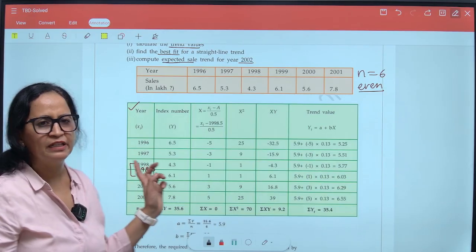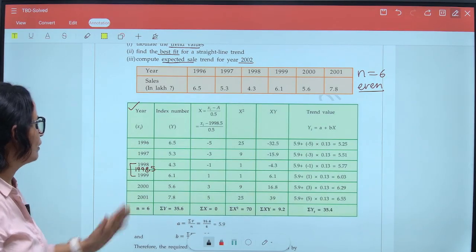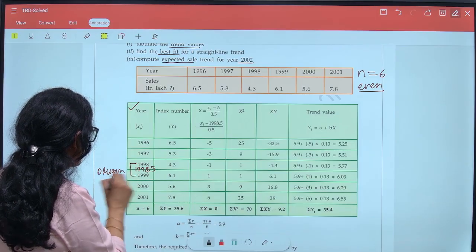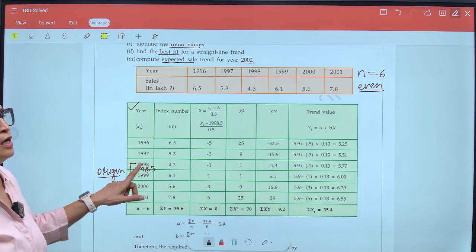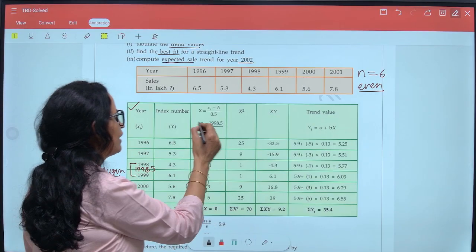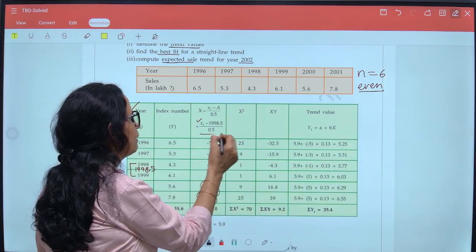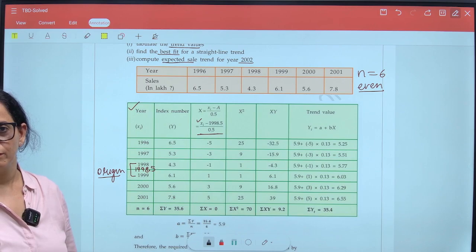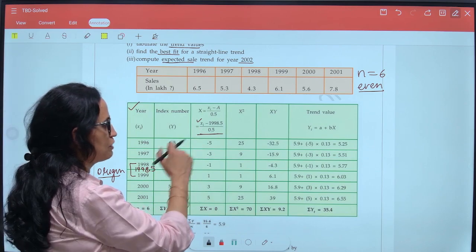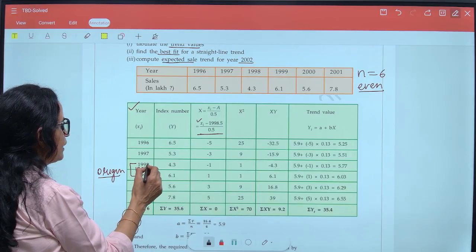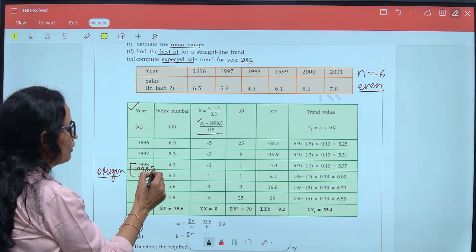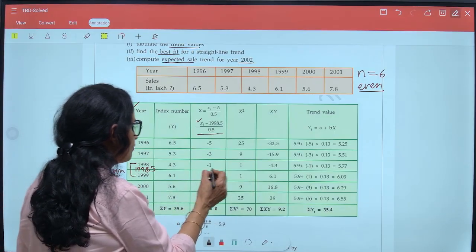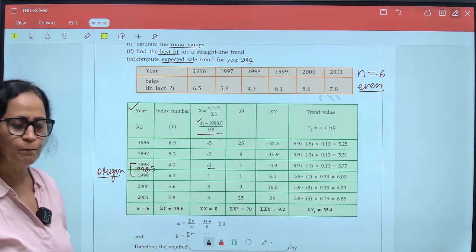And if we use 1998.5 as the origin, then everything is going to be in decimal numbers. So to avoid that, what we do is, from the origin, we find the deviation and then divide it by 0.5. So that we don't get any decimal numbers here. Now this is not difficult once you do it. So for example, 1998 minus 1998.5, it is minus 0.5. Minus 0.5 divided by 0.5 is minus 1.